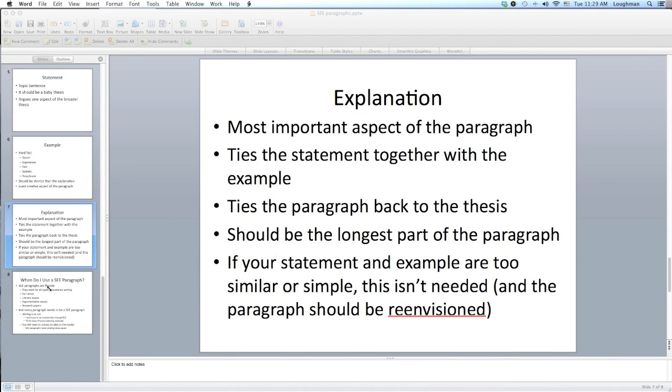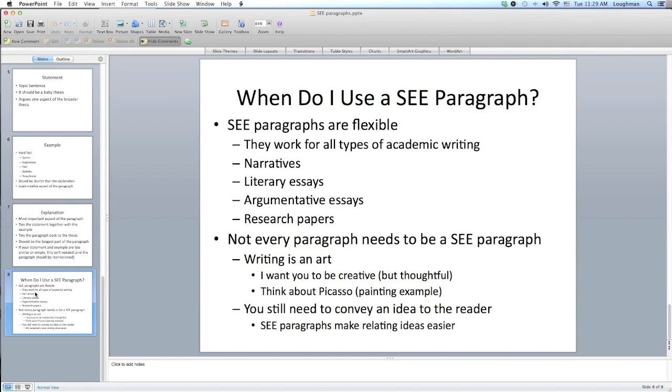So those are the three aspects of a C paragraph. Let's take a look at this last slide. When do I use a C paragraph? C paragraphs are flexible. In other classes, I teach personal narratives where you just talk about yourself. You can use a C paragraph for that. Literary essays, when you're writing on novels, you can use C paragraphs. Argumentative essays, research papers, history papers, C paragraphs work in all different ways.